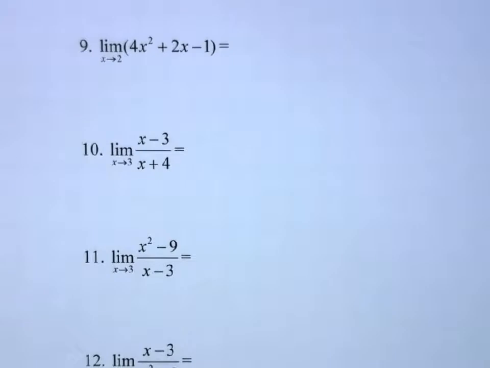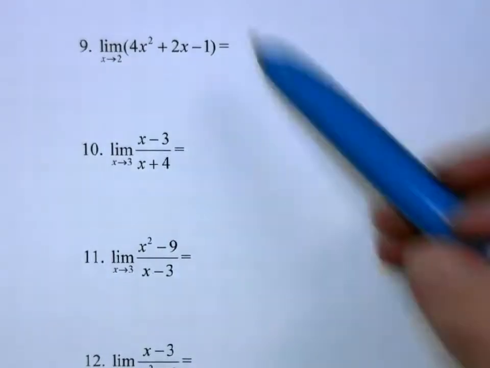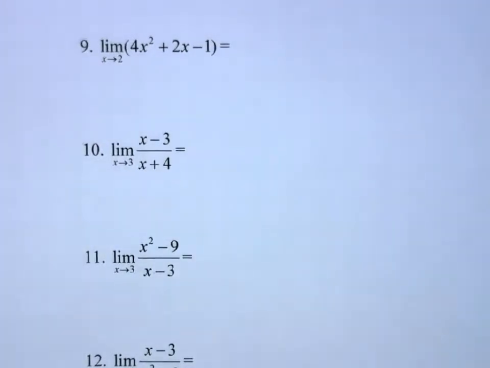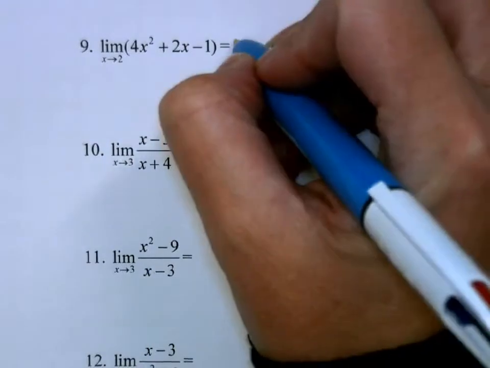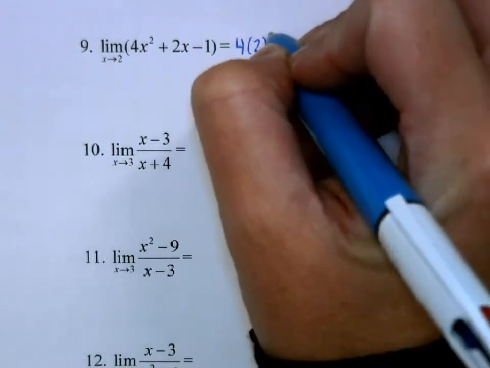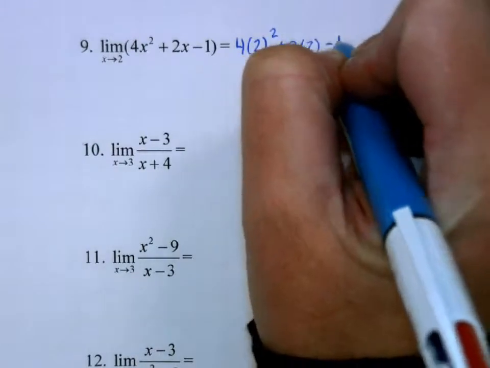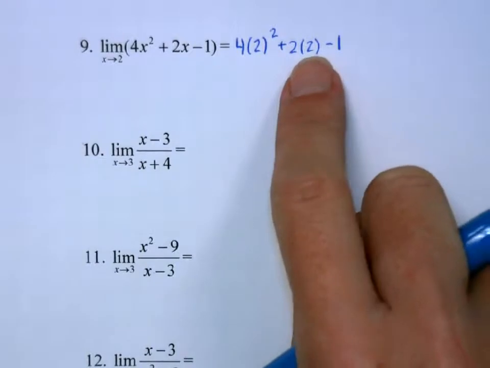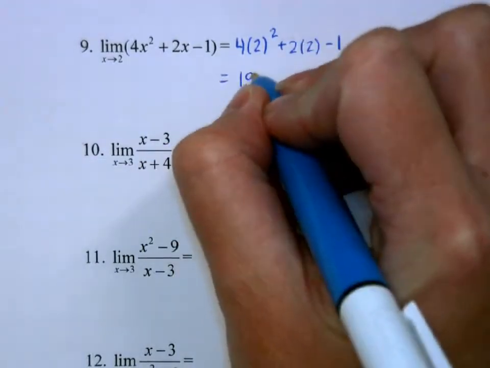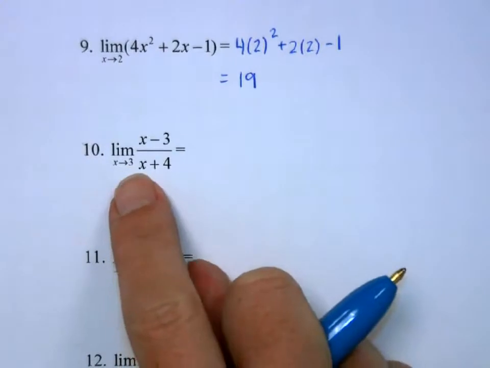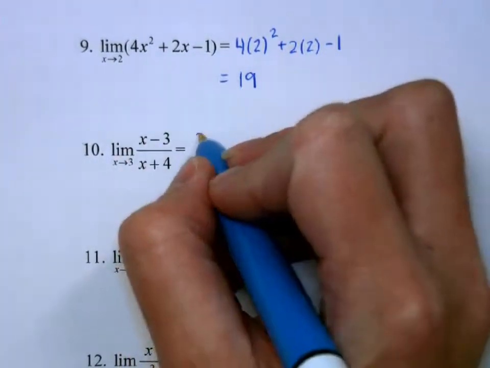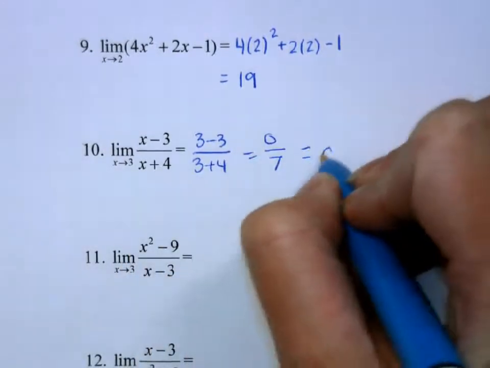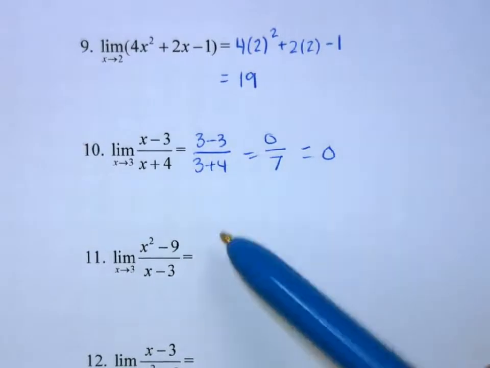Okay, in the second column here, we're going to specific values, not infinity. Your first check is plug in the value. If you can plug in the value, then we're good to go. So here I can plug in 2. That'll be 16 plus 4 is 20 minus 1 is 19. Here, we've done a lot of rational ones where we don't get a value, but here we will. Because we're going to have 3 minus 3 over 3 plus 4, which is 0 over 7, which is just 0.